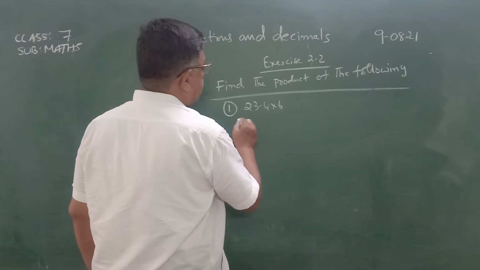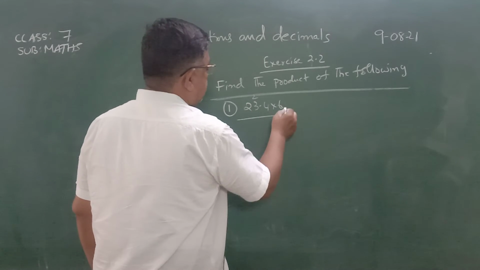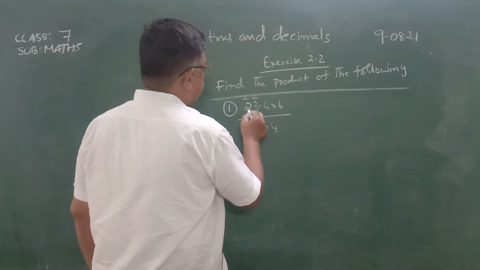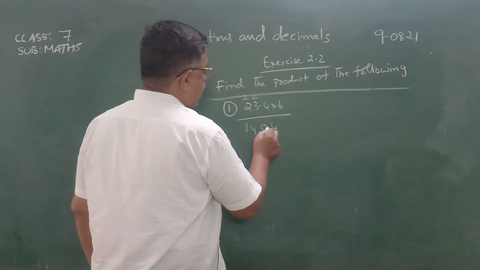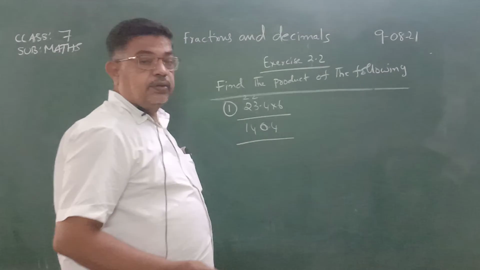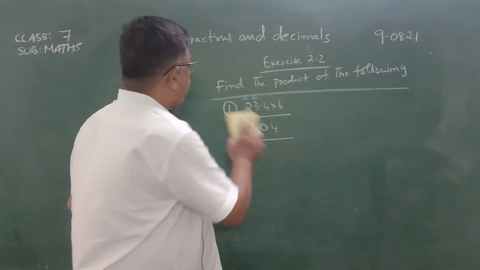23.4 into 6. First step, as it is, multiply with 6. 6 4s are 24. 6 3s are 18. 18 plus 2 is 20. 6 2s are 12. 12 plus 2 is 14. After one place you have to keep the point, so it is 140.4. The rest you can try as homework. I will write the homework problems here.